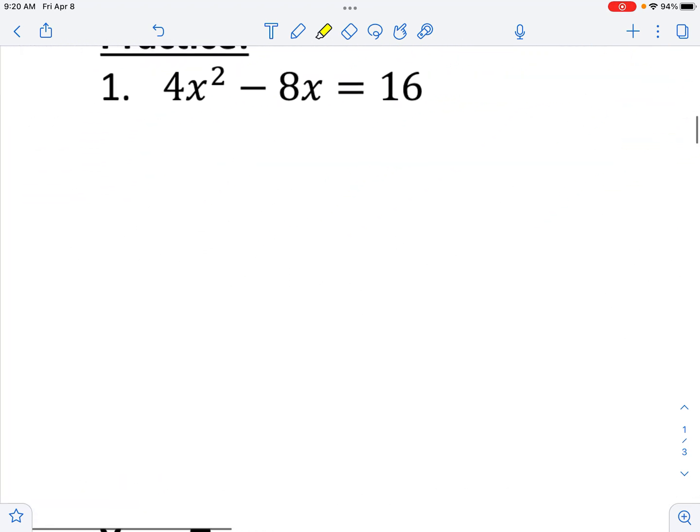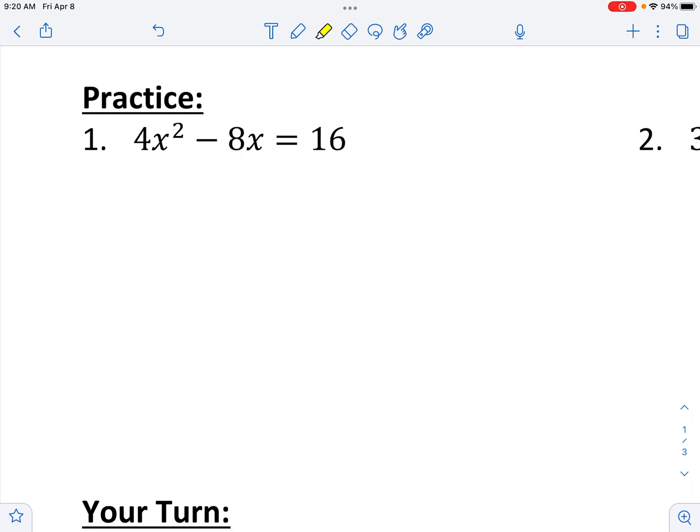Okay, so let's practice it. The reason why we're doing this is because sometimes there's going to be numbers other than ones that can be factored. And so you're going to have to actually take the GCF out first before you can factor it.